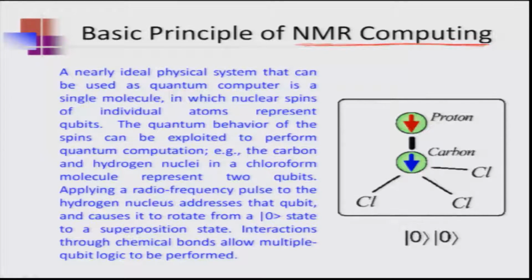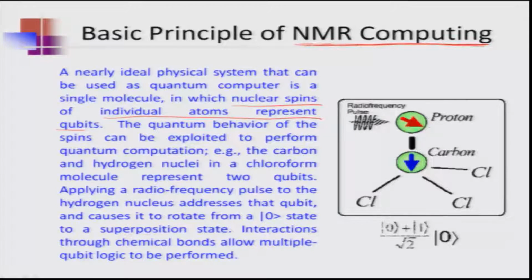So, the NMR principle is based on single molecules in which the nucleus spins of individual atoms represent qubits. Okay. So, in NMR computing, the quantum computer is the molecule, essentially a single molecule, in which nucleus spins of individual atoms represent qubits. So, here is the cartoon.